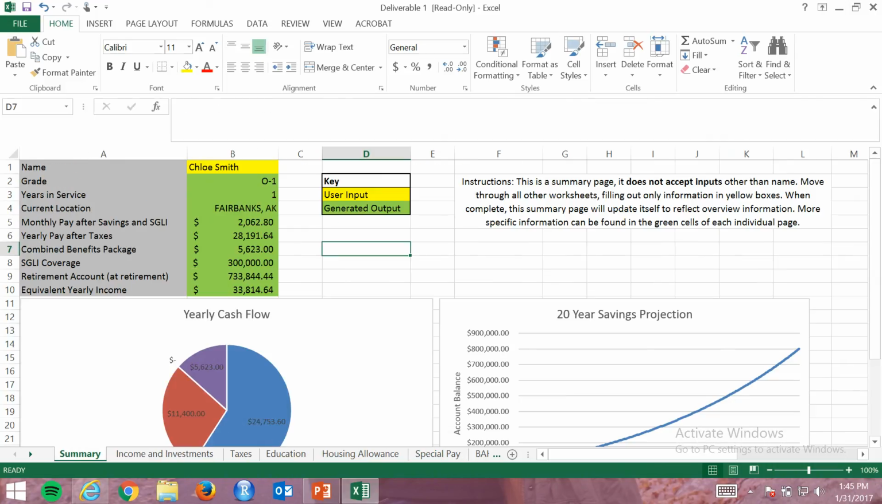And all of this will populate here. We will have monthly pay after savings and SGLI, yearly pay after taxes, combined benefits package, SGLI coverage, retirement account, and equivalent yearly income. And this will all also be represented on these visual aids here.